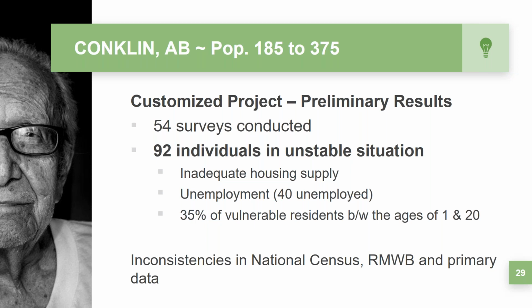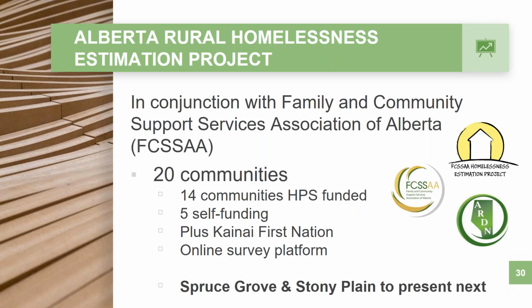They found 92 individuals were in an unstable situation due to inadequate housing supply. Unemployment was a huge concern, and 35% were vulnerable residents between 1 and 20. So there were a lot of inconsistencies in the national census and the municipality. This had to be done, and that can happen in any of the communities, right? So this estimation guide helps you realize what really is happening in the community as well. Those were the two projects that we did.